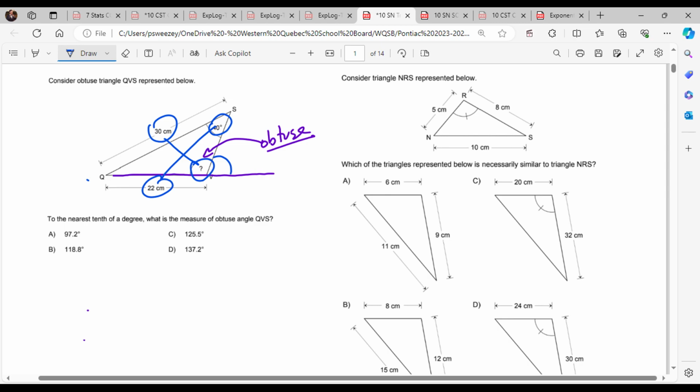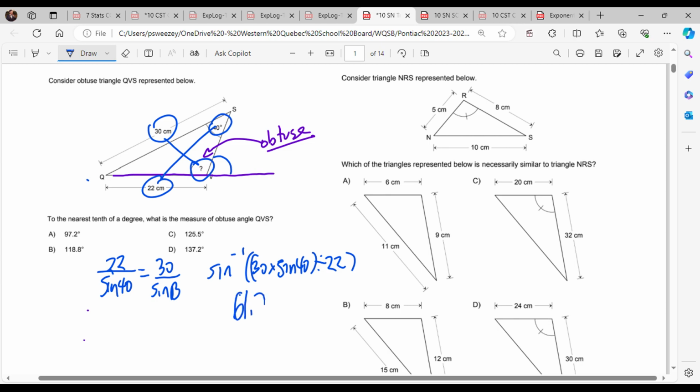So let's just double check it. If I go A over sine A, B over sine B, we're going to go 22 over sine 40, right? And then you're going to have 30 over sine B. So in my calculator, the hope would be that I have it set up to say 30 times sine 40, set brackets around that, and then divide by 22, right? And I should end up with something like 61.2.